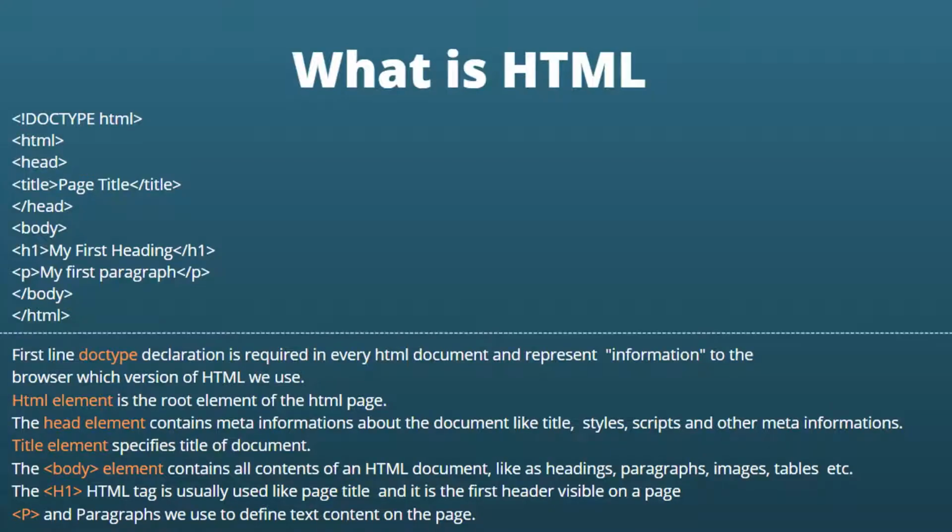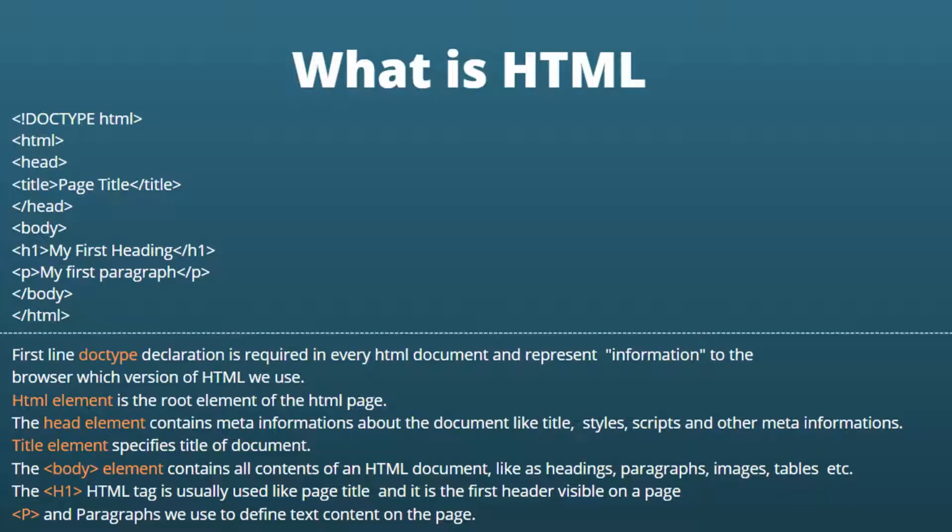Okay, let's see basic structure of every HTML document and see meaning of these lines. First line, doc type declaration is required in every HTML document and represents information to the browser which version of HTML we use.